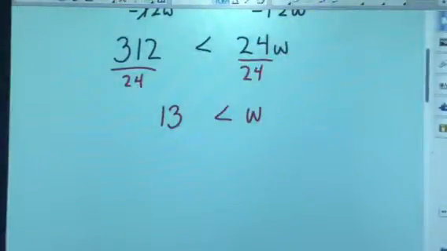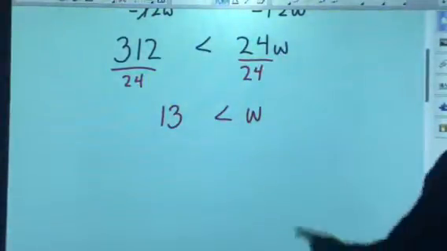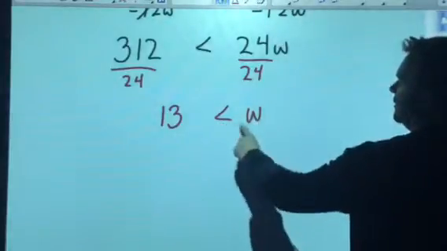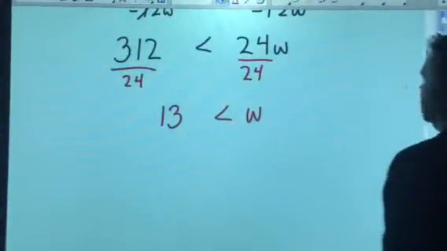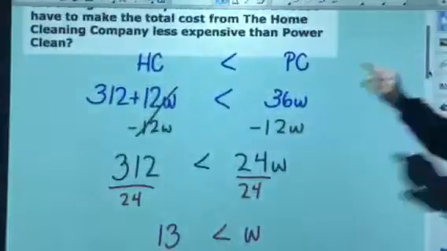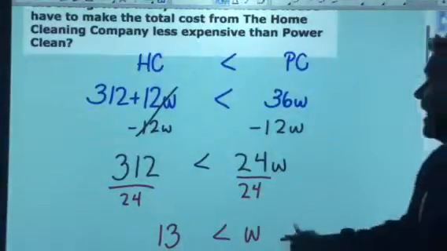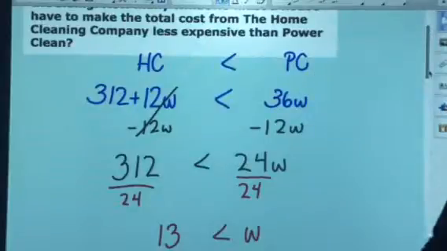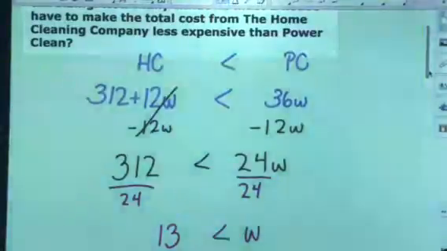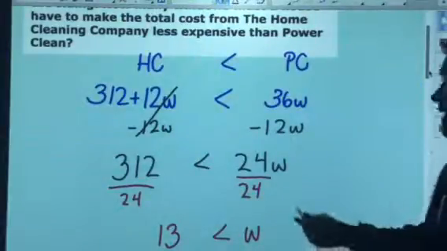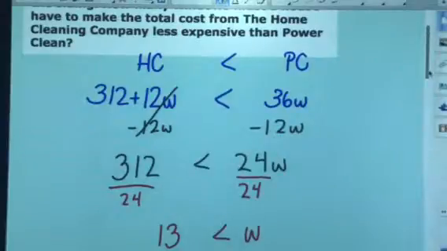So let's go back and see what this is really saying. It's saying that when the windows are greater than 13, that's when home cleaning will be less expensive. So as a homeowner, what you should think about is, how many windows do I have? Because if I have only 12 windows, then you want to go with power clean. Okay, if you have 13 windows, well, which one's going to be more, which one's going to be less? But by doing this, we can figure out which one's the better buy.